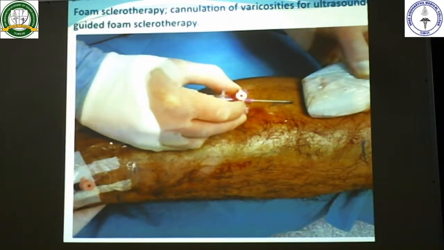So this image shows foam sclerotherapy. Before that, they will cannulate the varicosities using ultrasound, and you can inject the foam sclerotherapy directly into the vein.